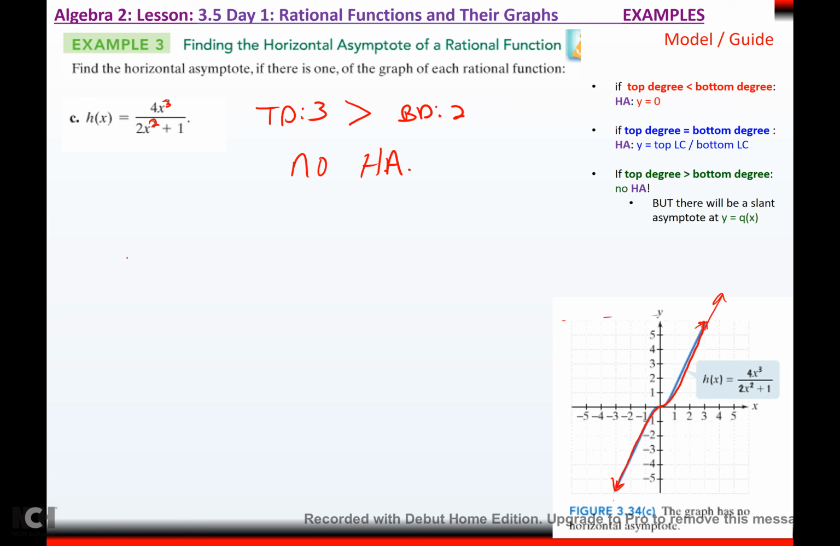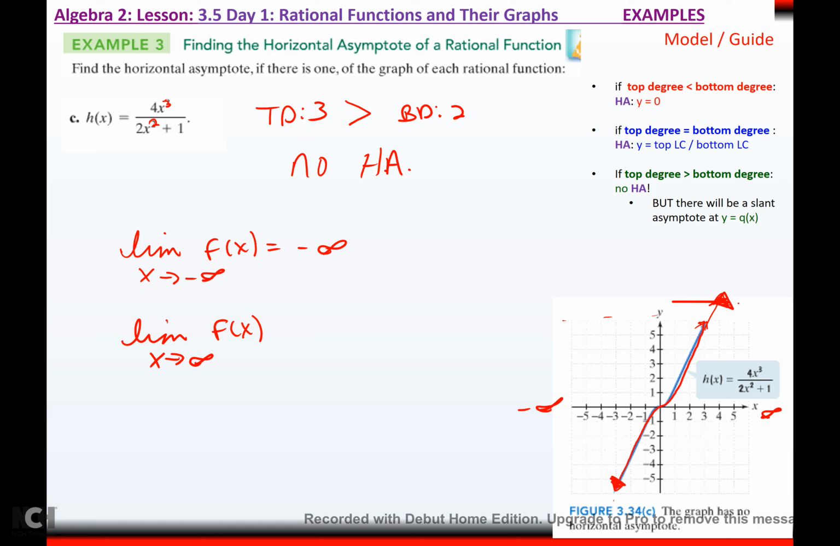So to do end behavior, we would say the limit as x approaches negative infinity. Here's negative infinity. This arrow closest to negative infinity is pointing down, so we say the function is heading to negative infinity. We take the limit as x approaches positive infinity. So here's positive infinity. That arrow closest to positive infinity is pointing up, so we say the function is going to infinity.